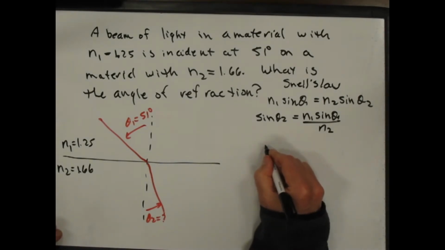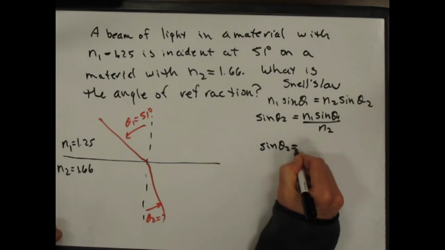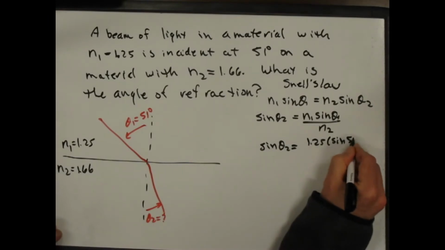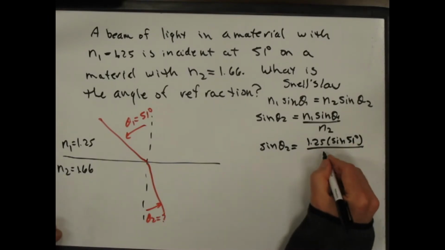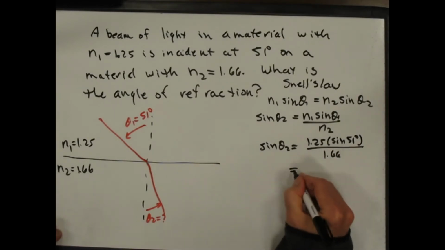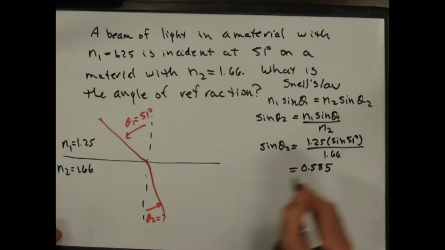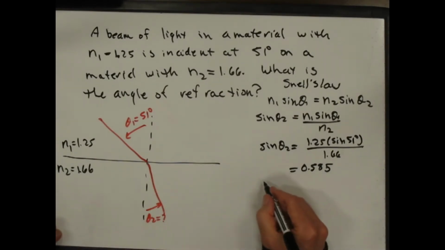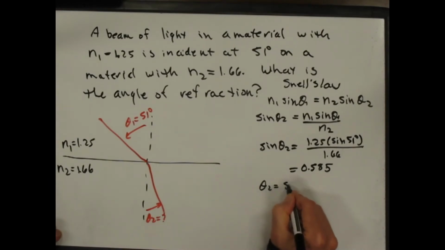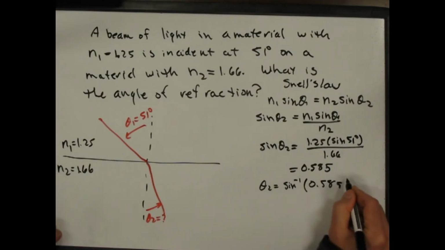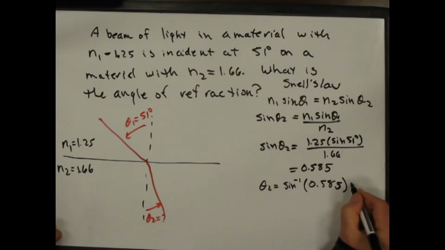Let's solve it a little bit at a time. So this is 1.25 times the sine of 51 degrees divided by 1.66, and what I get for that is 0.585. And so that means theta 2 equals sine inverse of 0.585, and what I get for that is about 36 degrees.